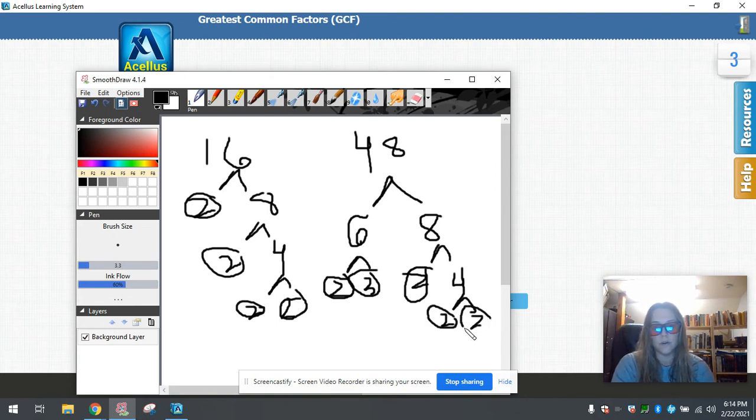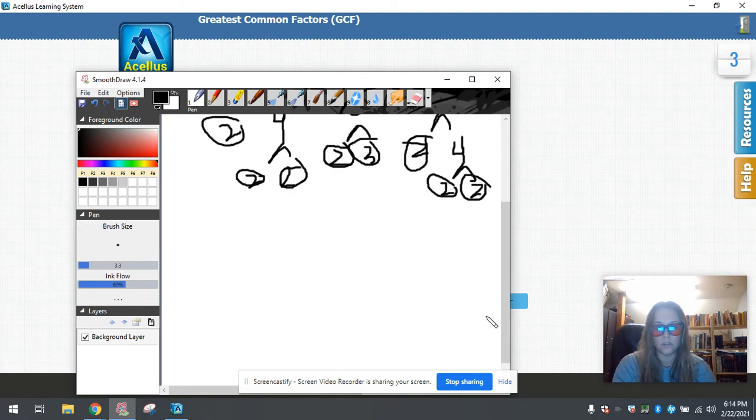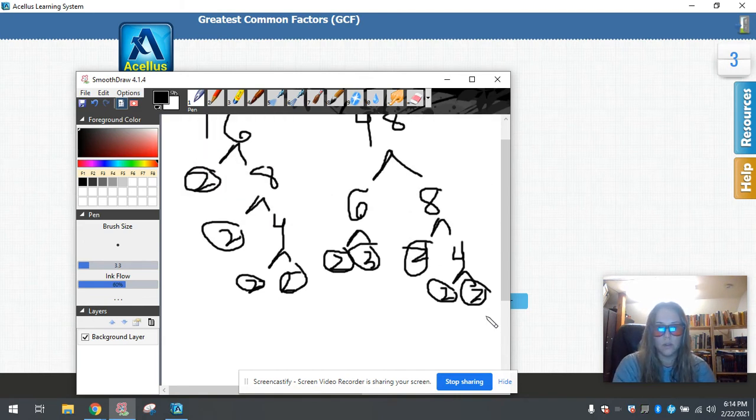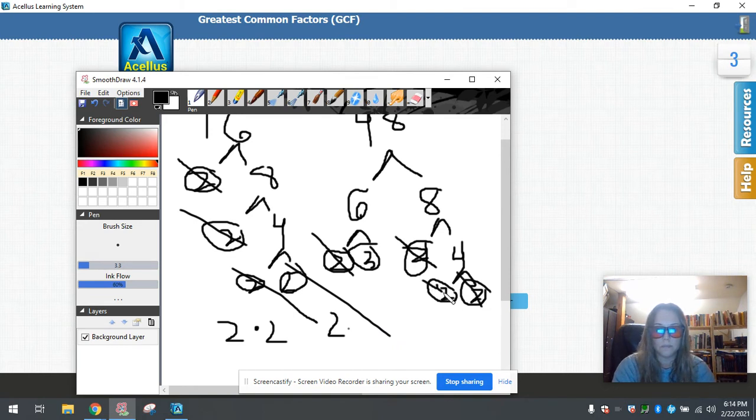Okay, now I look for the matching primes in both factor trees. I've got a matching pair of 2's. I'll write down a 2. I have another matching pair of 2's. I'll write down another 2. I have another matching pair of 2's, and another. They don't have a matching pair of 3, so we don't include that in our list of prime factors to multiply to get our greatest common factor.